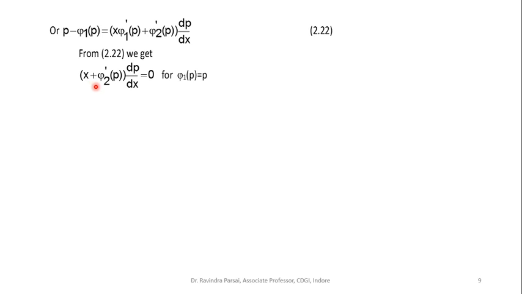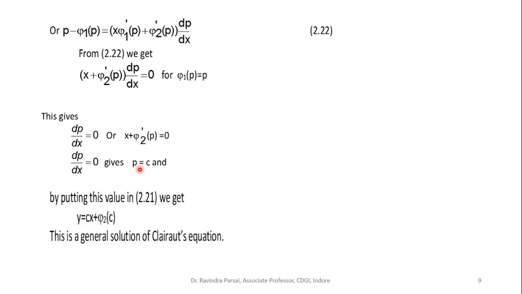From this, for phi1 of p equal to p, we get x plus phi2 dash of p, times dp/dx, equal to 0. So either dp/dx equal to 0, or x plus phi2 dash of p equal to 0. Taking dp/dx equal to 0, p equals c. By putting p equal to c in equation 2.21, we get y equal to cx plus phi2 of c. This is the general solution of Clairaut's equation.